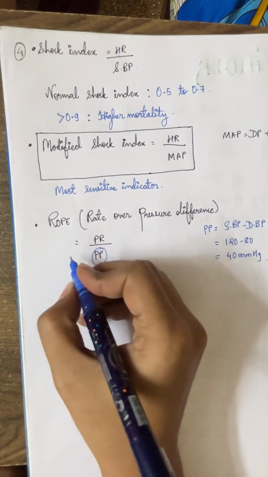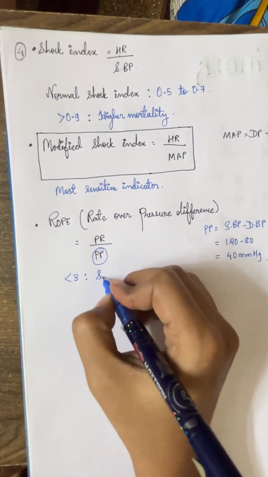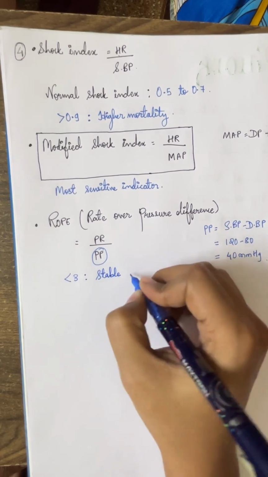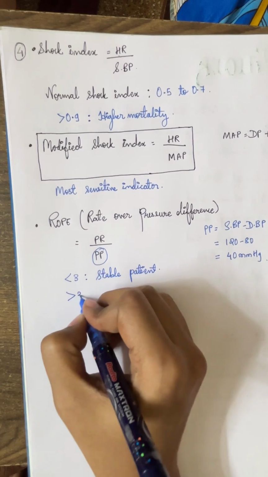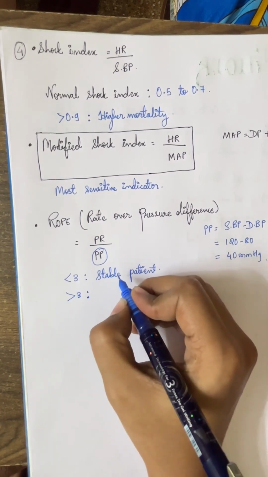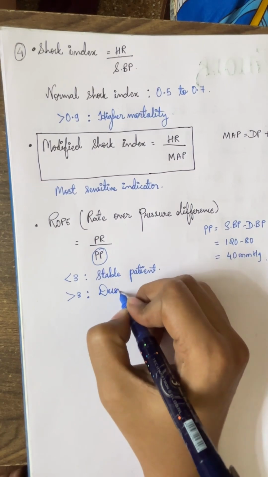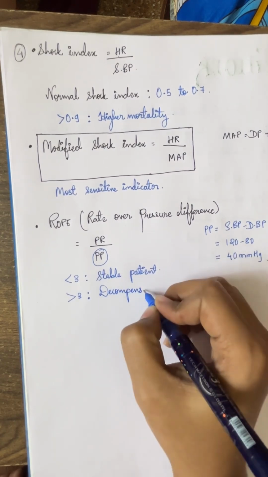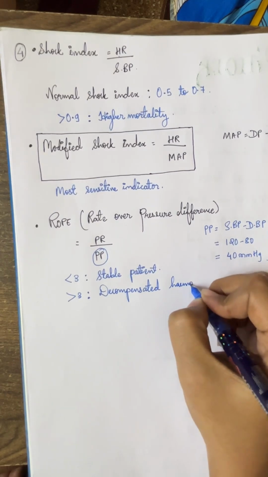If the ROPE is less than 3, then the patient is stable, and if it's greater than 3, it suggests decompensated hemorrhagic shock.